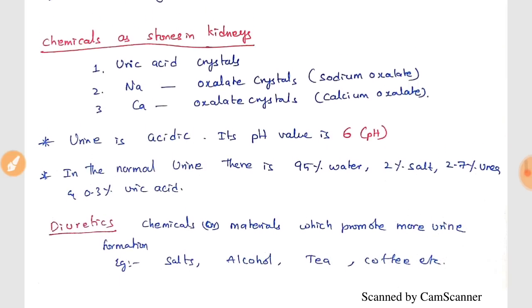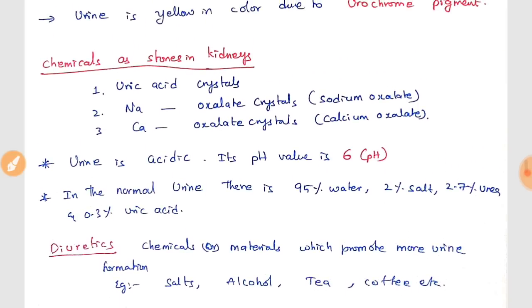So the other, what is diuretics? The chemicals or materials which promote more urine are called diuretics, friends. Usually if we take salts, or alcohol, tea, coffee in more quantity, we will excrete more and more urine, friends, to balance the salt balance in our body. Our kidneys produce more and more urine, and these materials are called diuretics, friends.